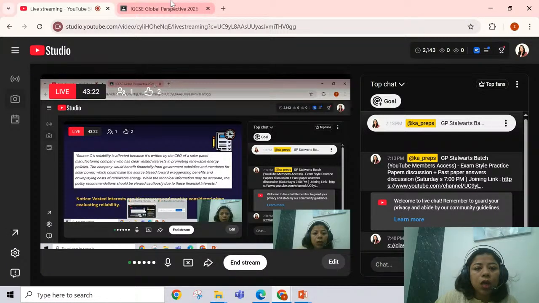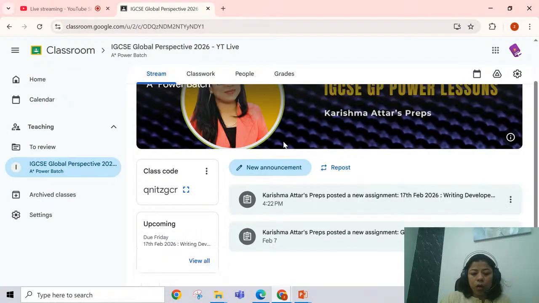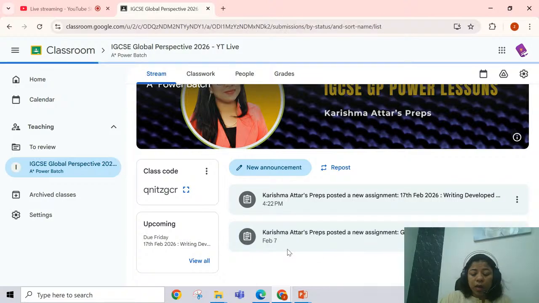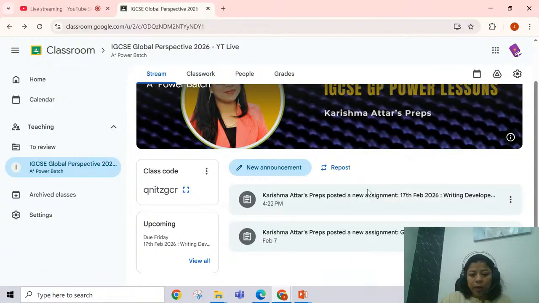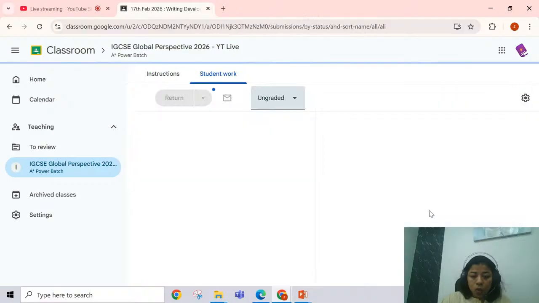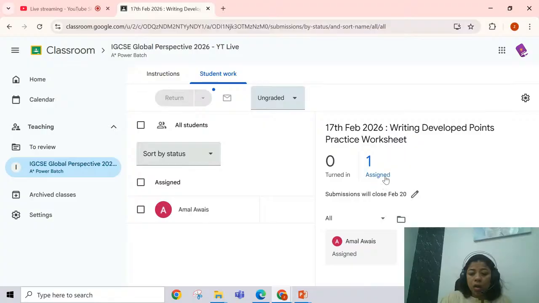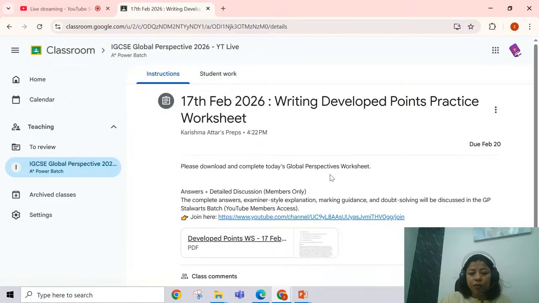So this is how your Google Classroom will look like. Right now you can see two different worksheets uploaded. I had uploaded one assignment on 7th of February. At that point of time there was only one child who had joined it, and the second assignment is uploaded today, which is due this Friday.